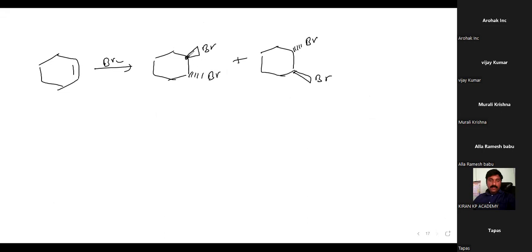And this is optically active. This is a chiral center. This is a chiral center. There is optical activity. You have to show the direction. How do you show the direction? One bromine from the bottom side, let us take this one. Another bromine will come from the top side. So you have to specify this in this aspect.